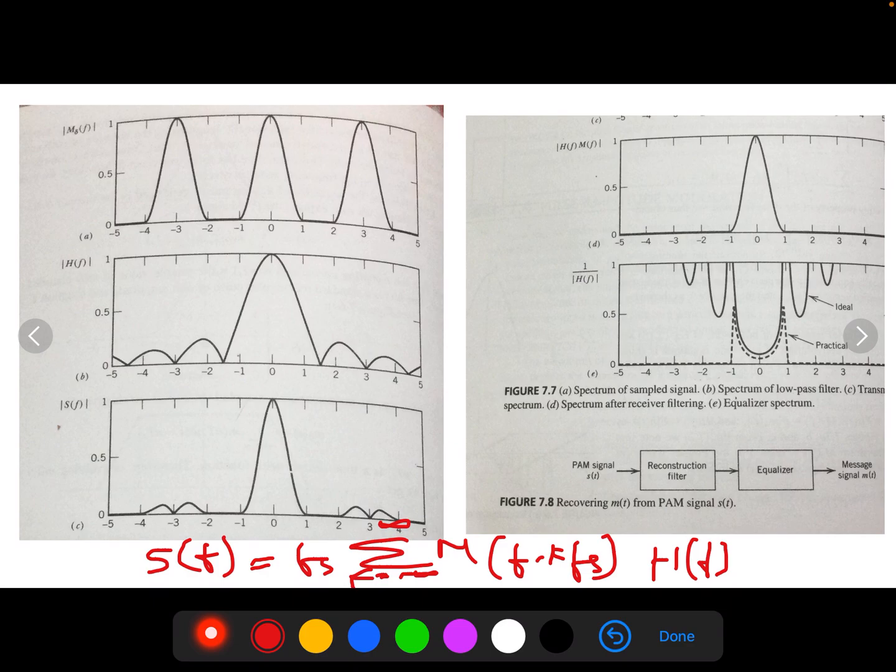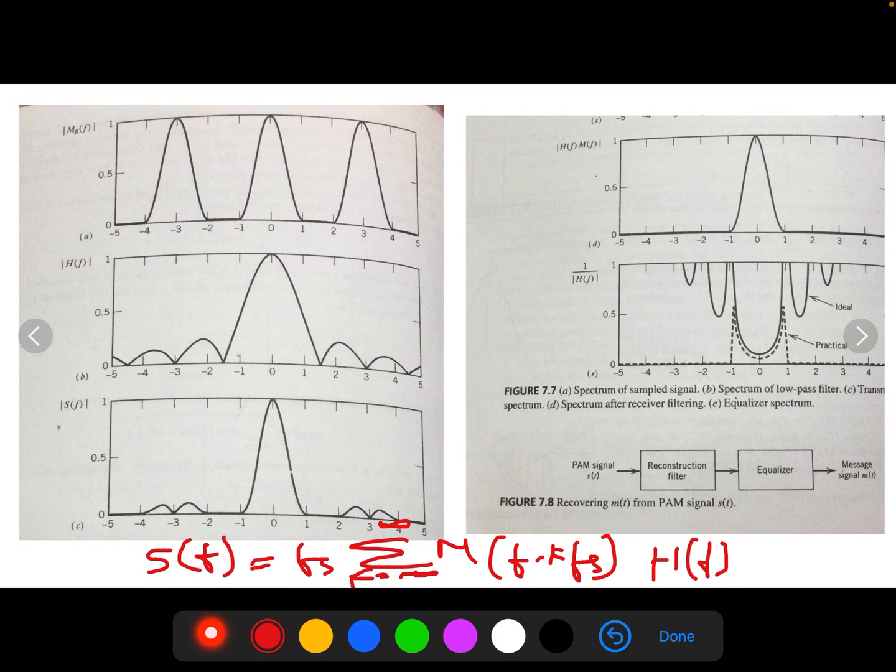So how do we recover the original message signal? In the final step of this reconstruction, we may pass the signal s of t through a low pass filter whose frequency response is defined in the previous diagram. Here it is assumed that the message signal is band limited to the bandwidth W and the sampling rate Fs is larger than the Nyquist rate 2W.